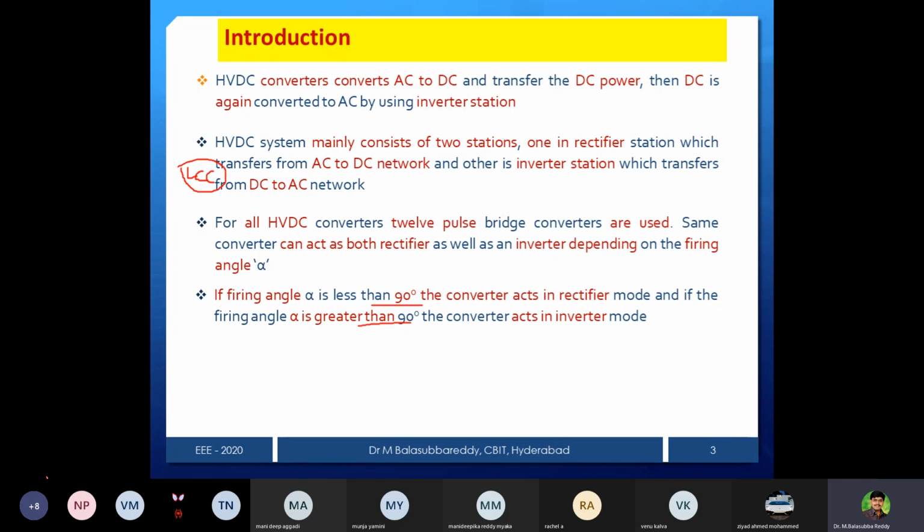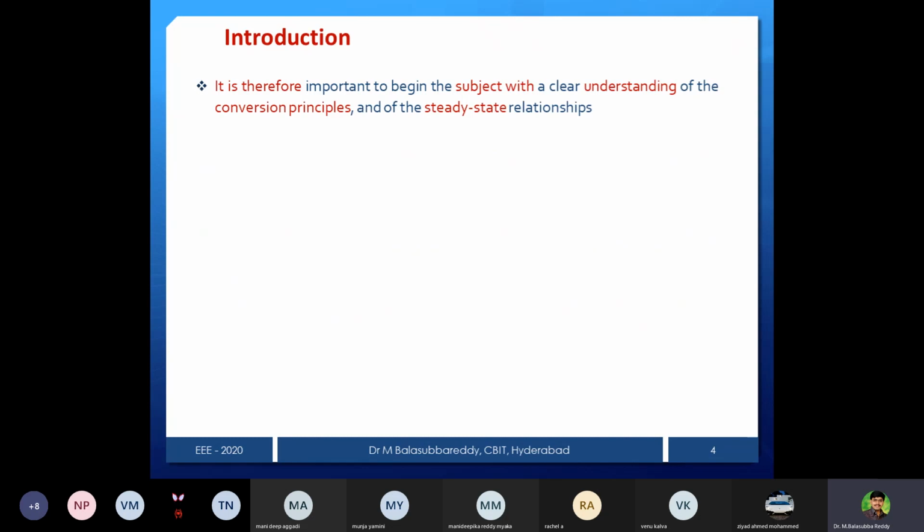Whatever rectifiers we studied, the same thing will come across here. But the inverter station also acts as a rectifier station only, depending upon the firing angle. If alpha is greater than 90 degrees, the same controller can act as a rectifier as well as the inverter based on the firing angle. There is a subject with the understanding of the converter principles and the steady state relationship which exists between the various parameters involved in this steady state process.